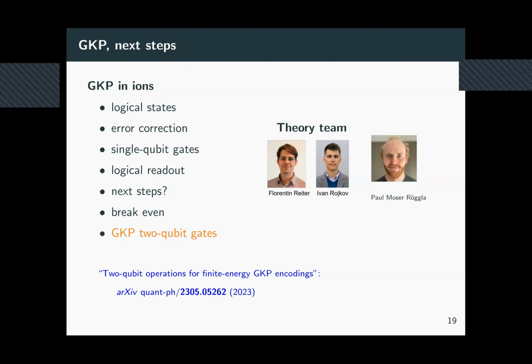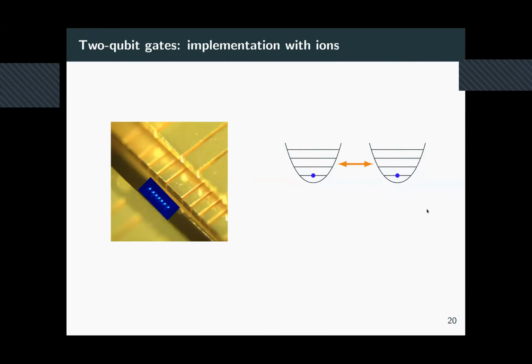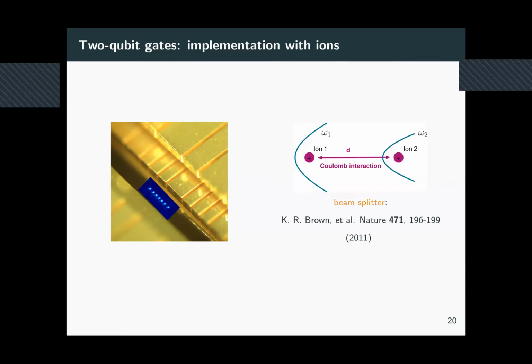on these 2-qubit gates. So in the beginning, I will talk a bit about how we think about doing this in ions, and then some theory work from Florentine Reiter and Ivan, who's here today, and they initially had a student working on this for his master's. So the idea is, okay, we want to encode 2 GKP states into 2 ions, and then we want to couple them somehow. And one way to do this is, well, there's already been some demonstration of beam splitter interaction in ion traps.